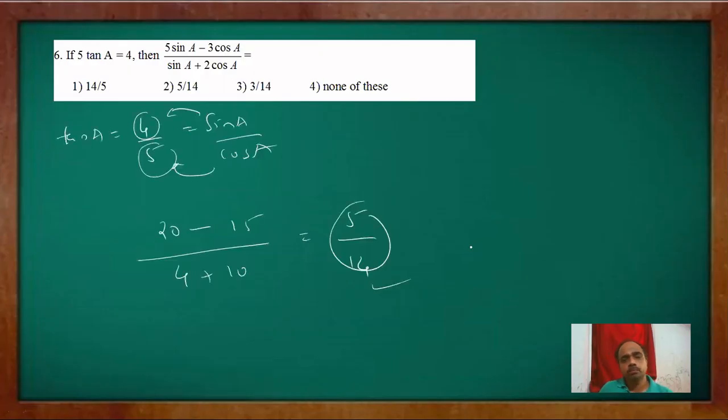Is it clear? So shortcuts can be used. It's not a big thing. When the equation is given, choose some particular values, and when the value is given, you can identify for what value of theta it will be correct. You can easily identify. So like that you can use shortcuts.